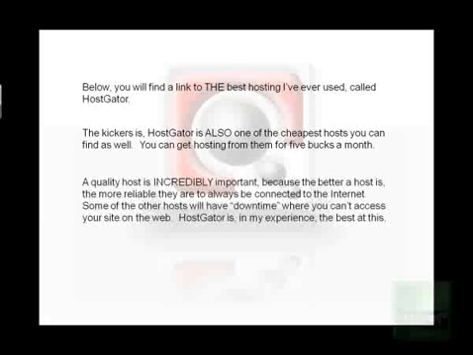Now, a quality host is incredibly important because the better a host is, the more reliable they are to always be connected to the internet. Some hosts will have what they call downtime, and downtime is basically where your host, they call it a server, your host or your server is not working, and that means you can't access it on the internet, on the web. Now, with HostGator, I have never come across any significant downtime. I've never actually come across any downtime at all in my experience with HostGator.